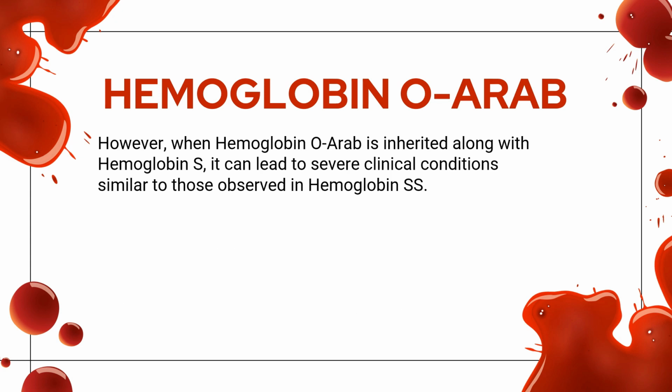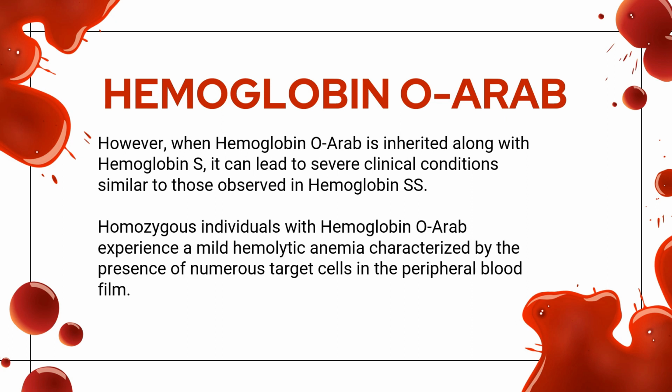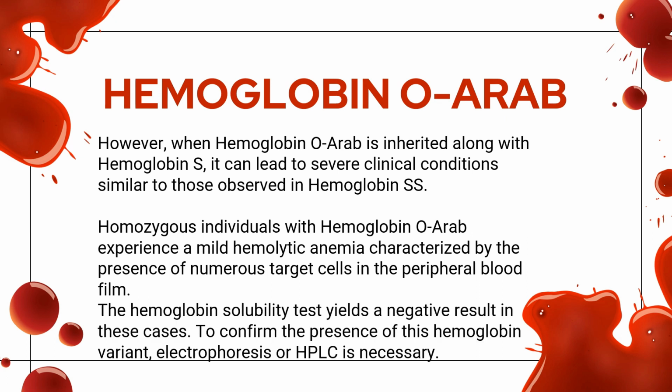However, when hemoglobin O-Arab is inherited along with hemoglobin S, it can lead to severe clinical conditions similar to those observed in hemoglobin SS. Homozygous individuals with hemoglobin O-Arab experience a mild hemolytic anemia characterized by the presence of numerous target cells in the peripheral blood film. The hemoglobin solubility test yields a negative result in these cases. To confirm the presence of this hemoglobin variant, electrophoresis or HPLC is necessary.